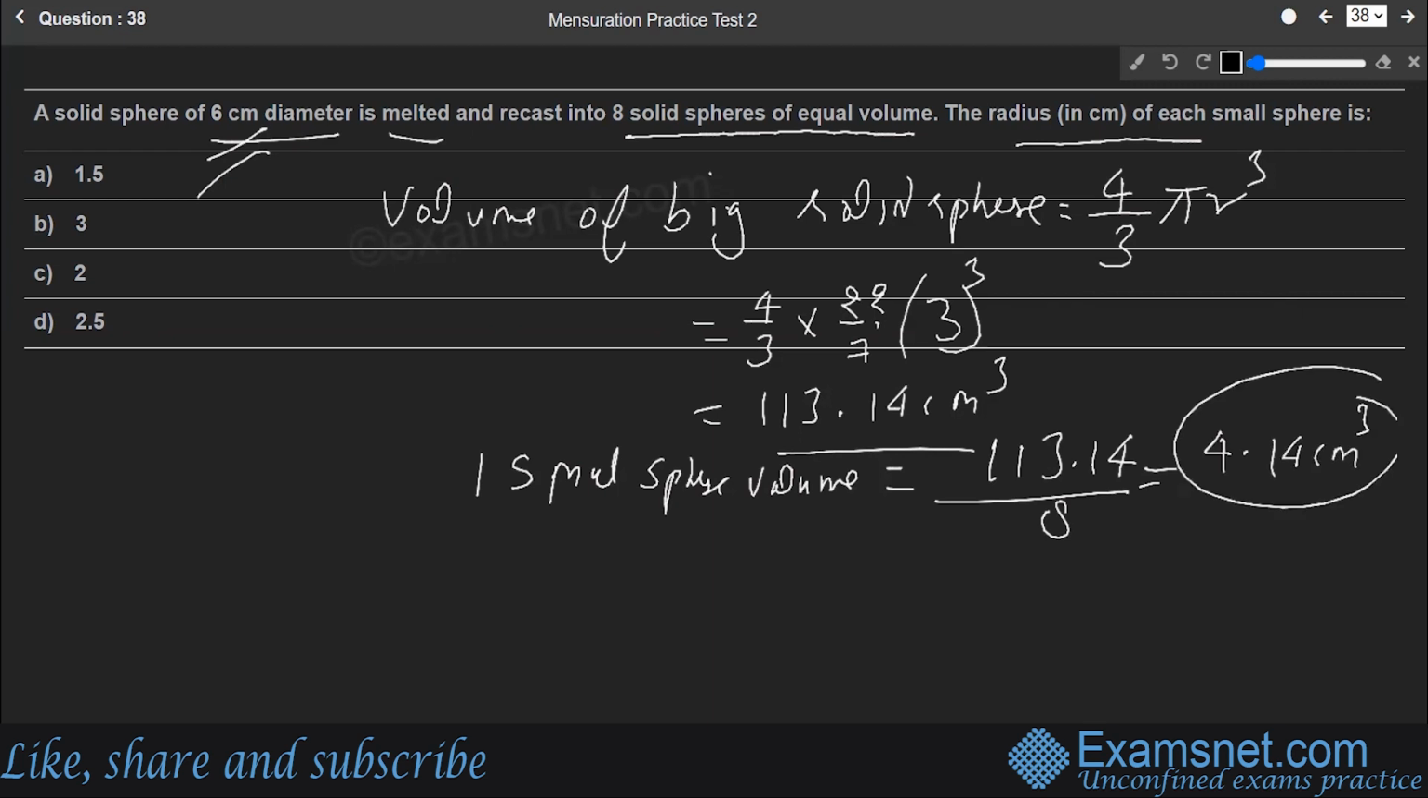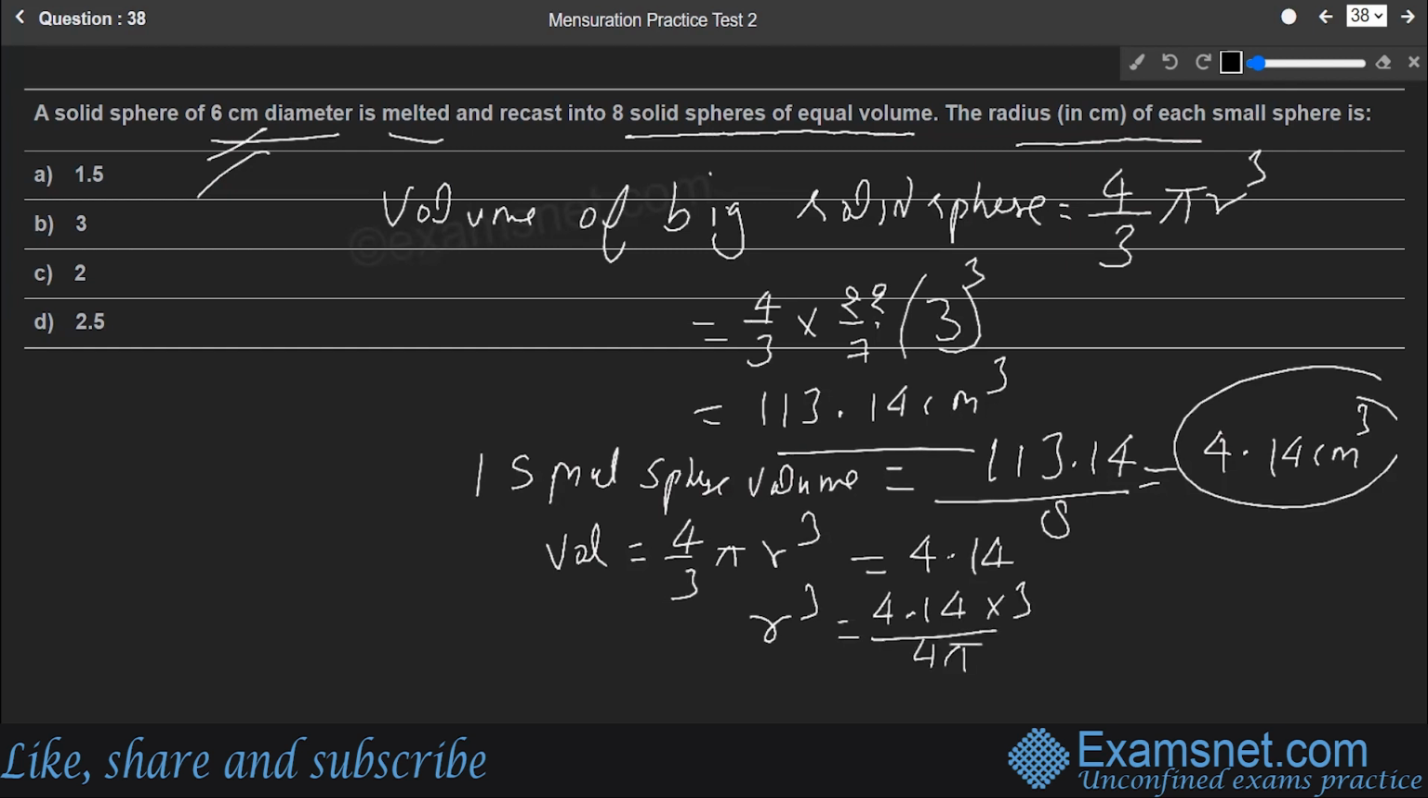Now he wants us to calculate the radius of this small sphere. So we can use the formula of volume. Volume formula is always 4 by 3 pi r cube, where this volume is already given to us as 4.14. So we can find out the r value here. So r cube is going to be 4.14 into 3 by 4 pi.